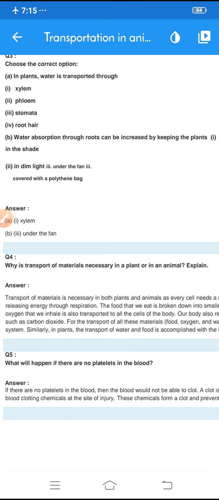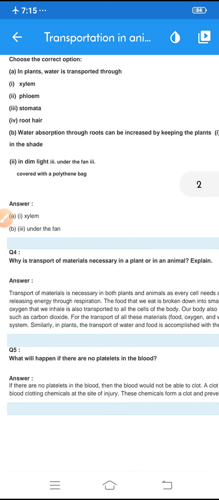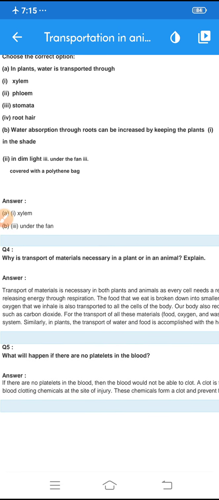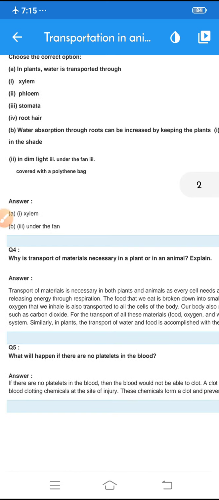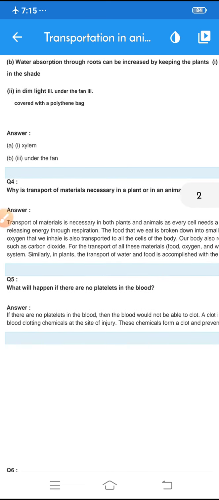Now the second question. Water absorption through the roots can be increased by keeping the plants in the shade, in dim light, or under the fan. These are the three options. Absorption of water by the roots can be increased by keeping the plant in which place? The correct answer is under the fan. By keeping the plant under the fan, we can make the water absorption process by the roots faster. Let me go to question number 4 now.